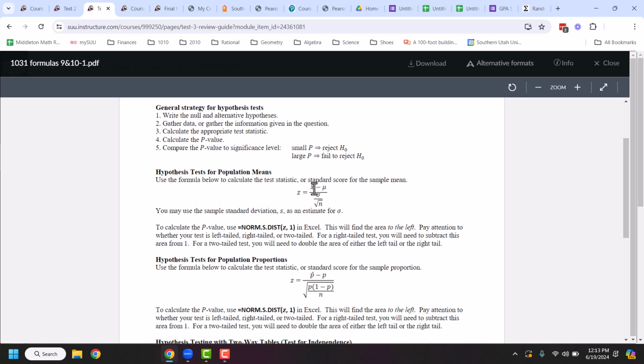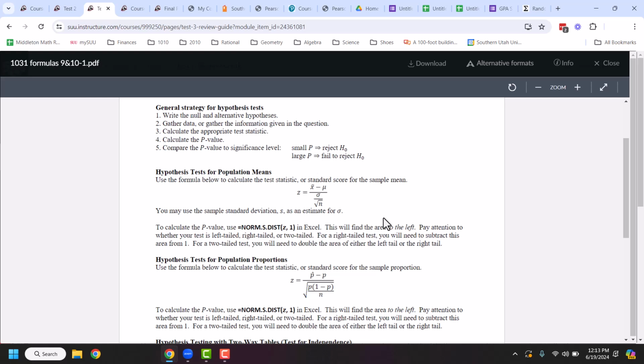And if you got a mean that was, say, 193 grams instead of 200 grams, you could use the hypothesis test for population means to figure out whether or not that is significantly different. And remember, you can do a left-tailed, right-tailed, or two-tailed hypothesis test for population means. And depending on what your question is, you need to determine which tail is going to be the most useful.